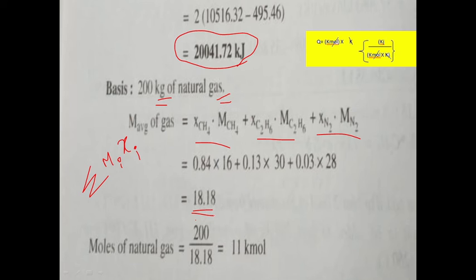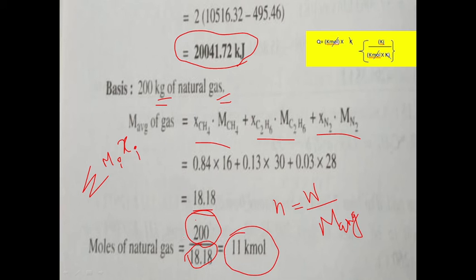After that we use this expression: number of moles is equal to weight by molecular weight. In this case we use the average molecular weight, because more than one component is present in our problem. Are you clear or not? So moles of natural gas is equal to weight by average molecular weight. Here 200 is the weight value and 18.18 is the average molecular weight. Dividing these two values, we finally get 11 kilomole. This is the moles of natural gas.